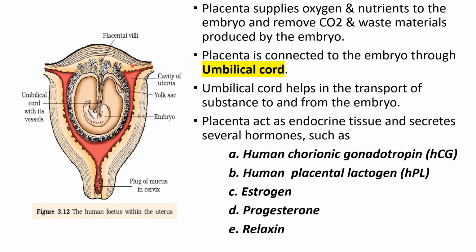Here also one diagram is given. From this diagram, we are able to see and identify some structures like the placenta. So this is the developing embryo. This is the placental villi. This is the cavity of the uterus. This is the yolk sac. Another very important new part is the umbilical cord. Of course, we will talk about the umbilical cord later.